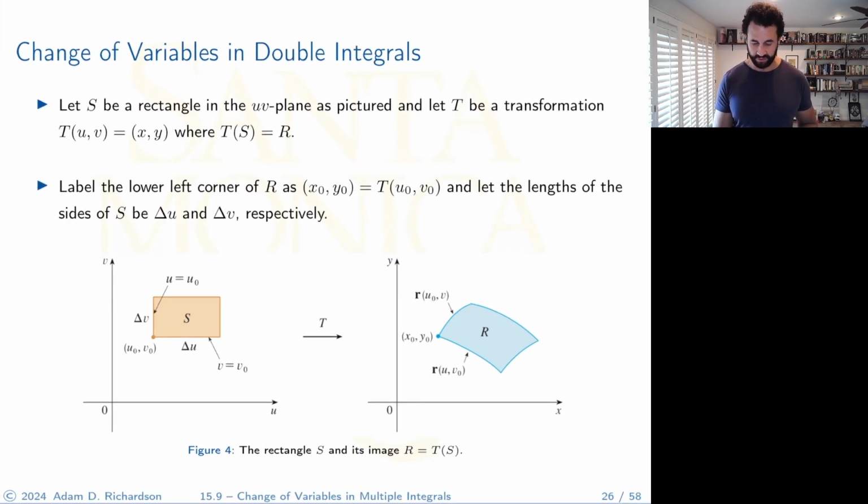The other thing we're going to do is let the lengths of the sides of this rectangle be given by delta u and delta v, respectively. Wink, wink, wink. You can probably guess why that's the case, right?